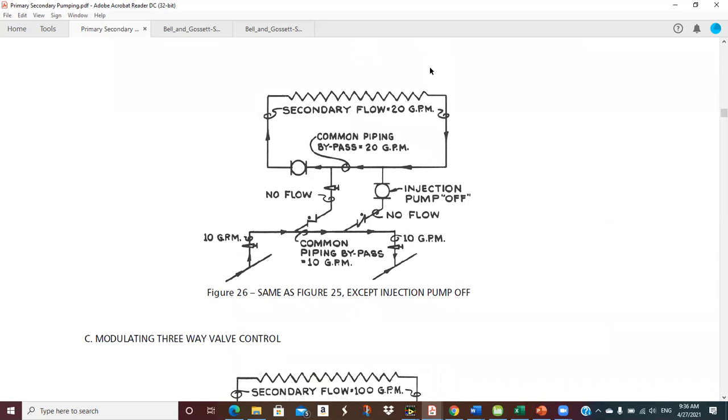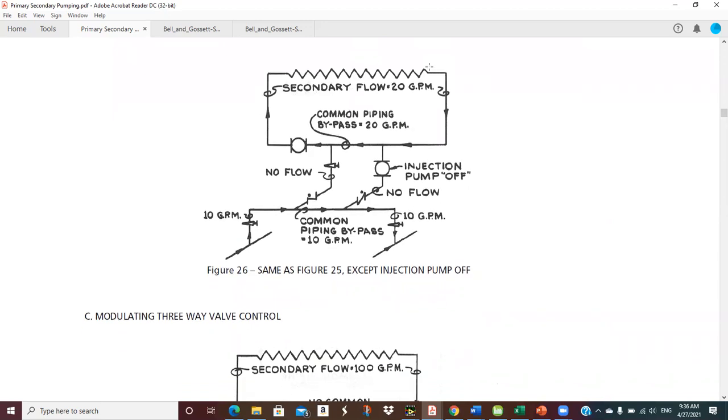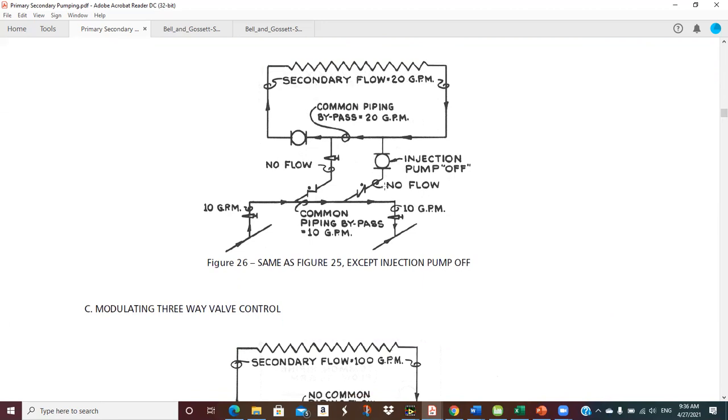And let's see, this is the same except the pump's off. Now we're just circulating 20 through the secondary, and we've got our 10 that's just going across the crossover bridge. Injection pump is off, so I got no flow up through these risers. Pretty simple.